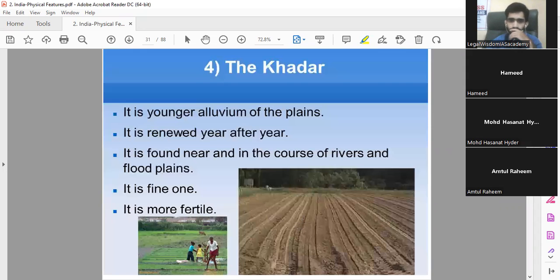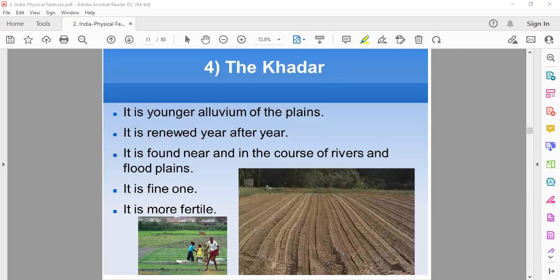What is Khadar? It is younger alluvium of the plains. It is renewed year after year. It is found near and in the course of the rivers and flood plains. It is fine and more fertile. It is fertile.